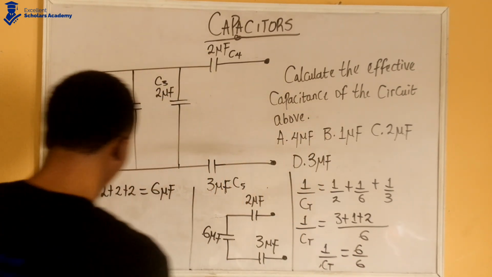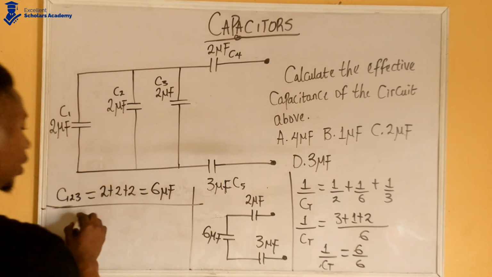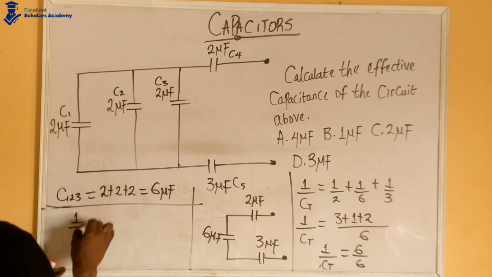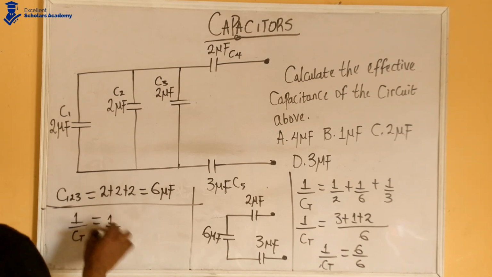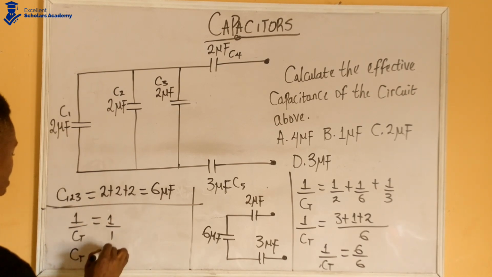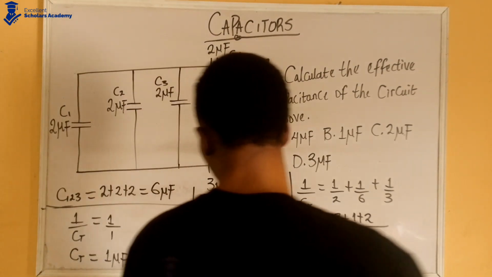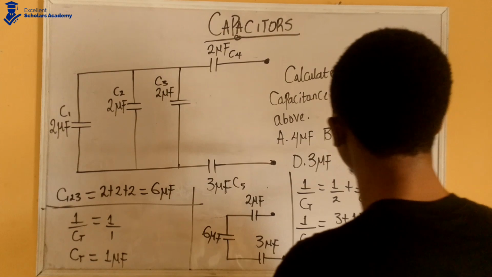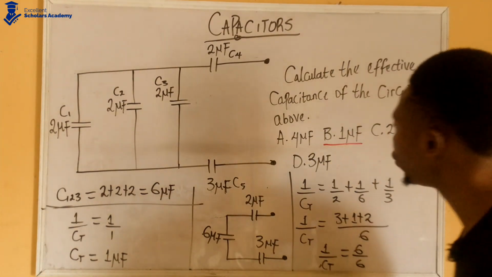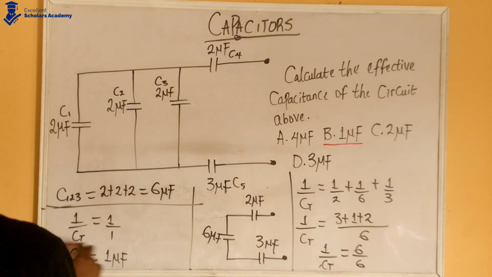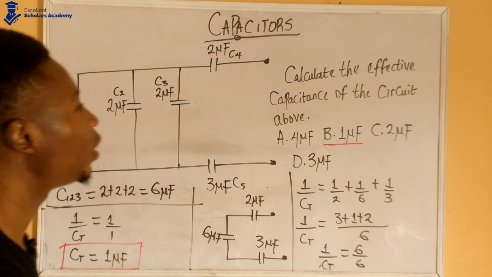Let's continue from here. So it becomes 1 over Ct is equal to 1. Now, if you cross multiply, you're going to have Ct is equal to 1 microfarad. So our answer is option B, 1 microfarad. So this gives us the effective capacitance of the circuit.